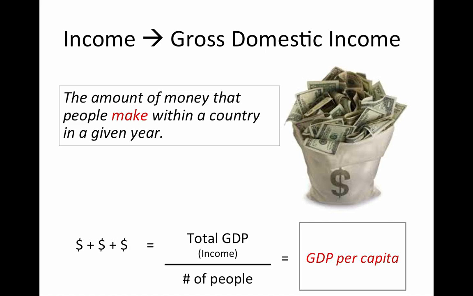Hypothetically, expenditure GDP should equal income GDP. The amount that people make should equal the amount of money that people spend or save. So GDP per capita in both calculations should be the same.